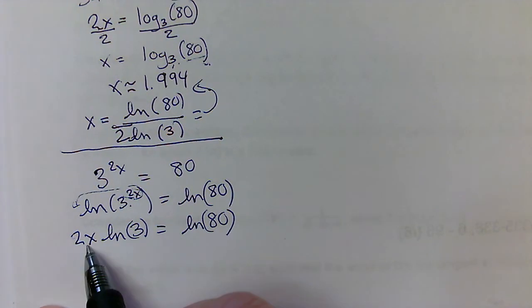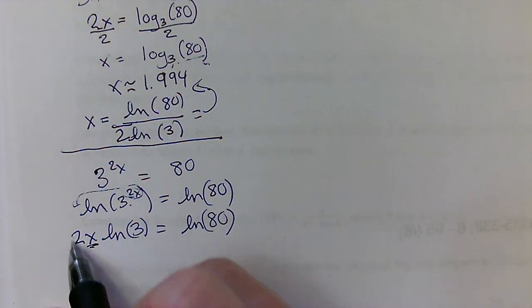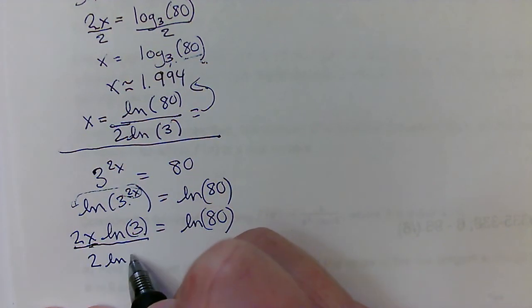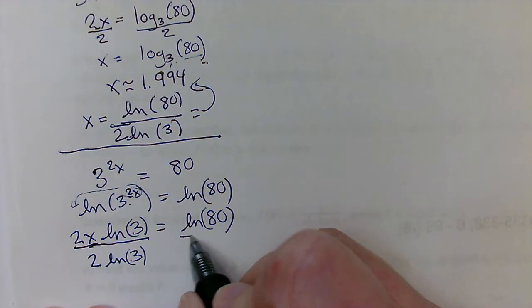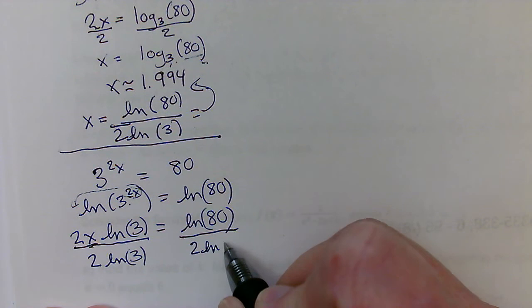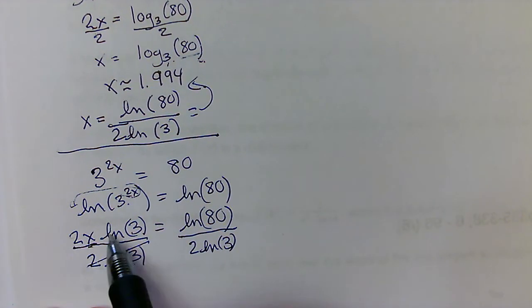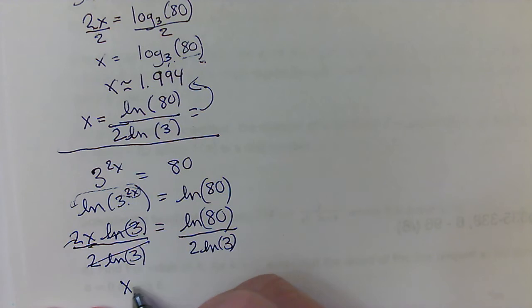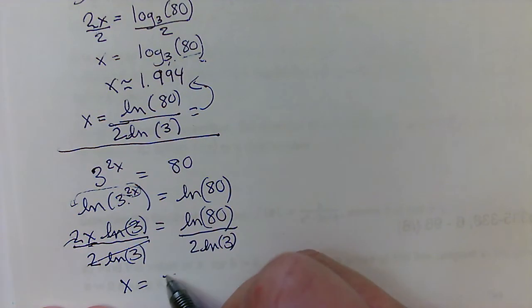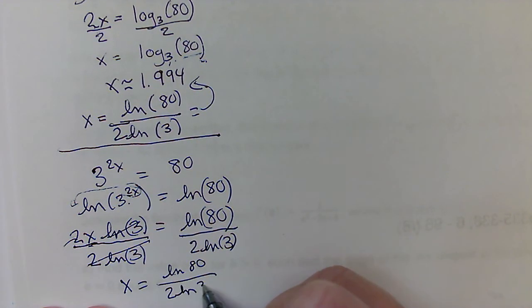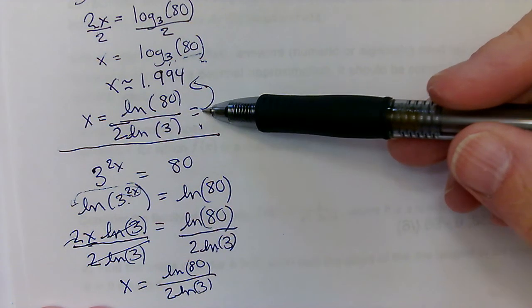So now, if we're trying to solve for x, that means we need to divide by the 2 and the natural log of 3 on both sides. So the 2 and the natural log of 3 would cancel, and we get x equals the natural log of 80 over 2 times the natural log of 3. And that is exactly the same thing we got by doing it the other way.